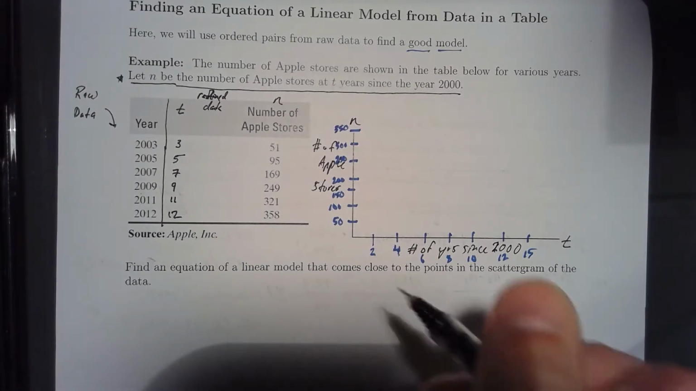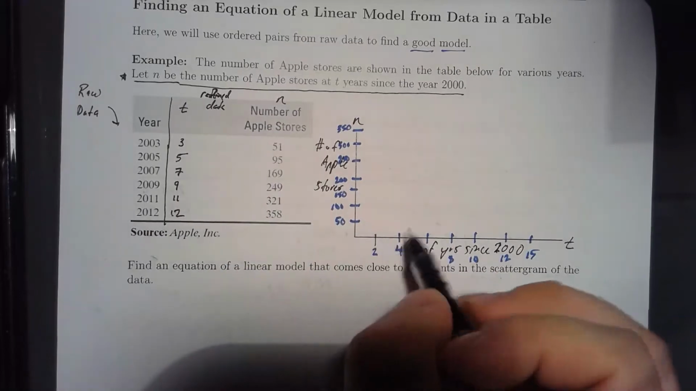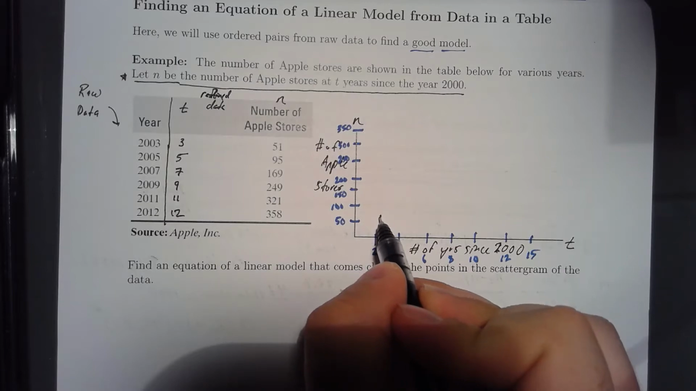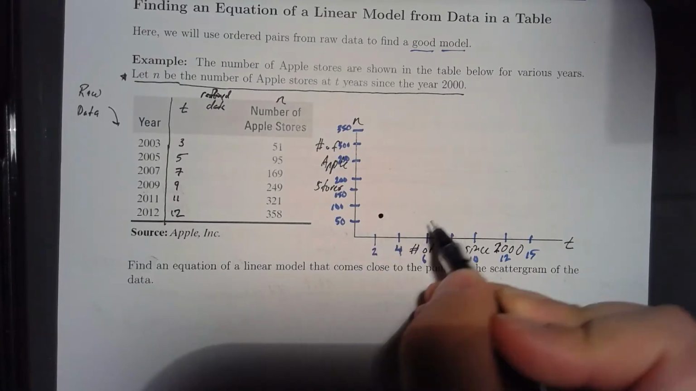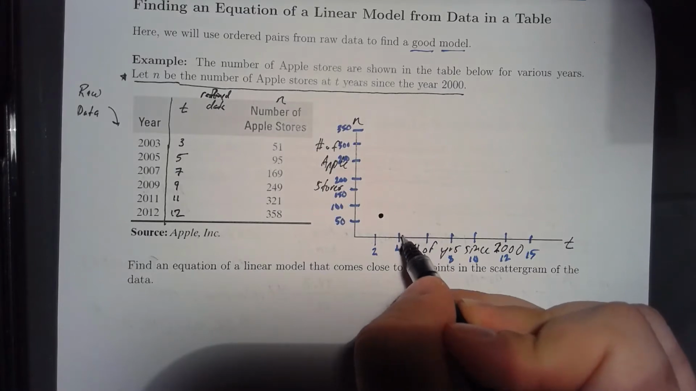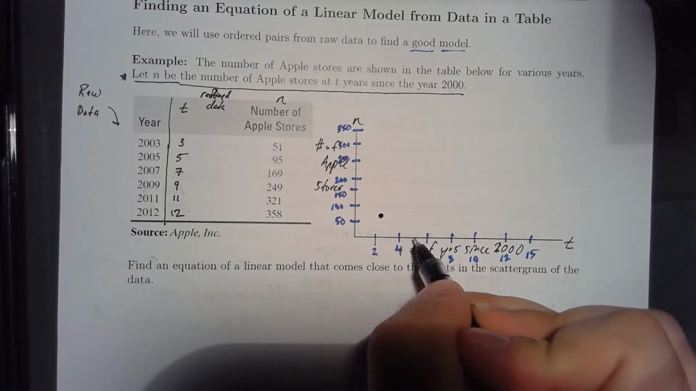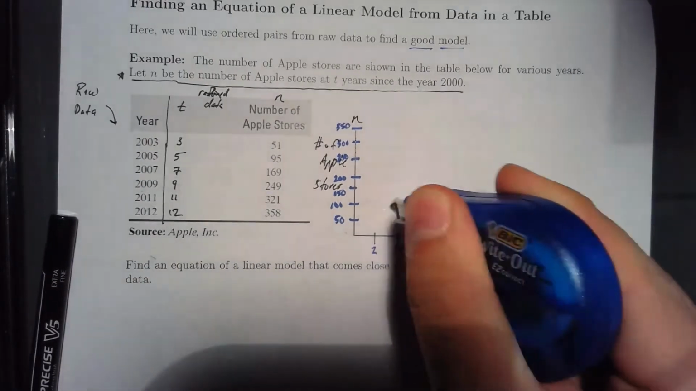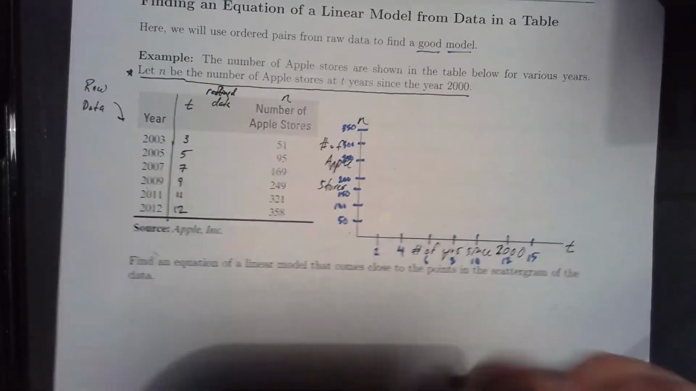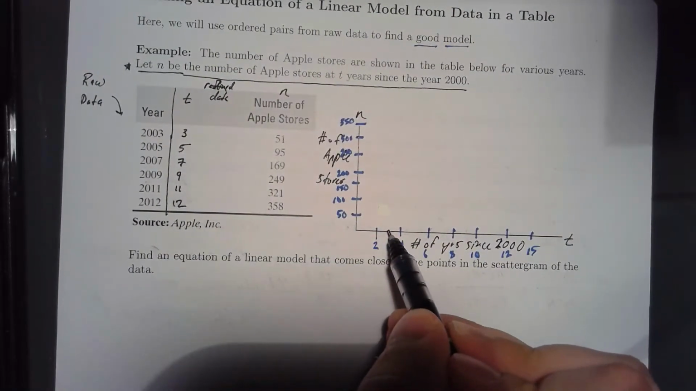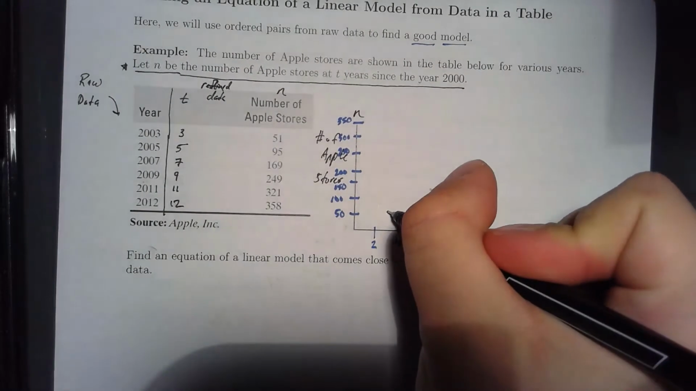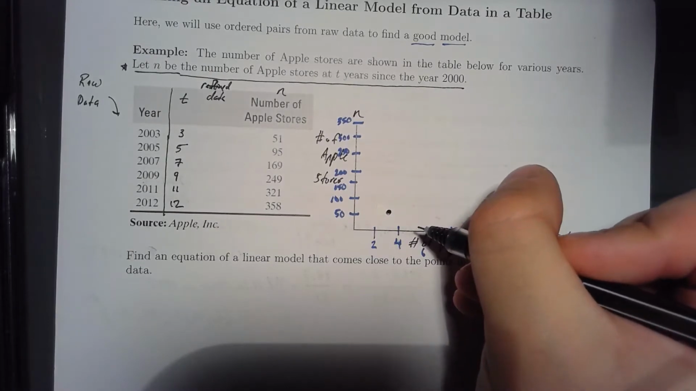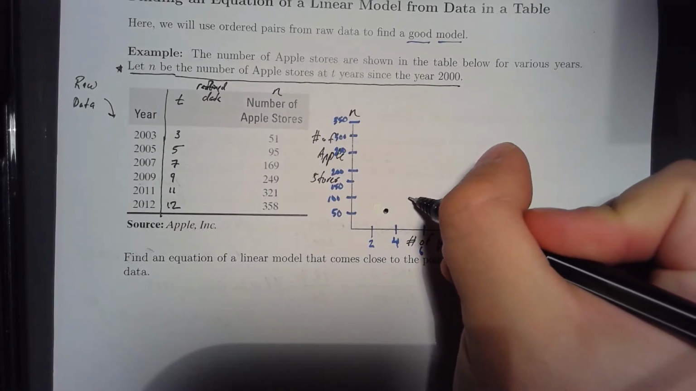So my first ordered pair here is 3, 51. So 3, 51, that's roughly right there. The next one's going to be 5, 95. So 5 is right here. Actually, you know what? I could do better for that first one. Sorry about that. 3 is actually halfway, so let me do better than that. So 351 is right there. That's better. 5, 95, that's going to be right there.